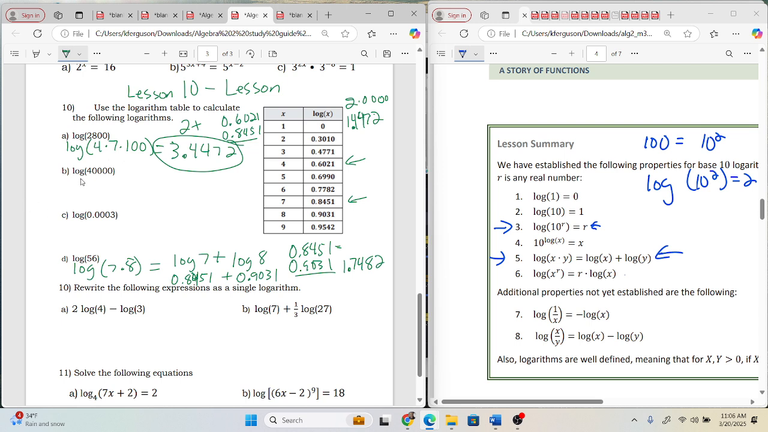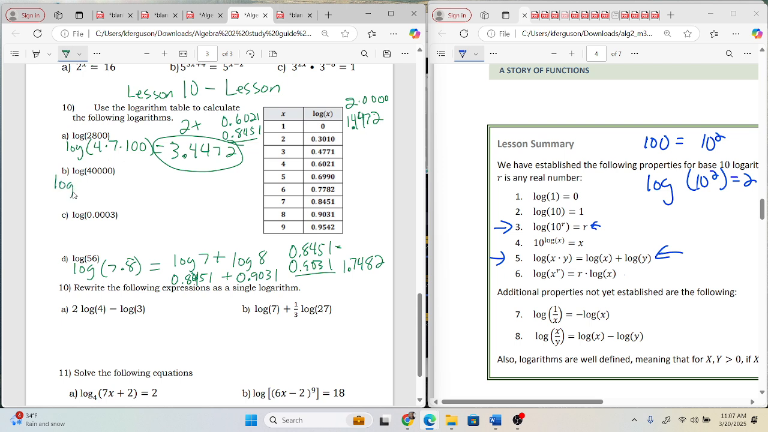So now I got B. What's that, 40 grand? 40 G's? 40 G's definitely not up there, but 4 is. So what I'm going to do is recognize that log of 40 G's.